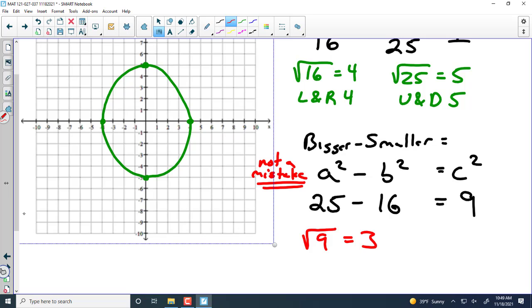Is the major axis on this up or down, or is it left and right? Up and down. Are the vertices up and down or left and right? Up and down. Everyone cool? Why? Because that's the longer way.